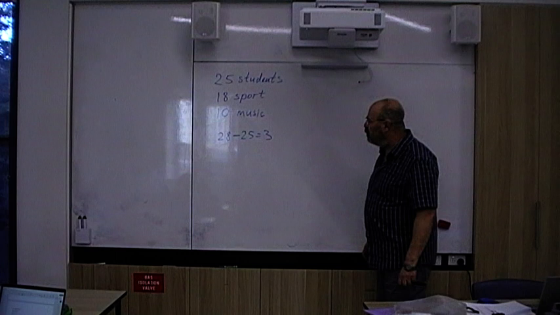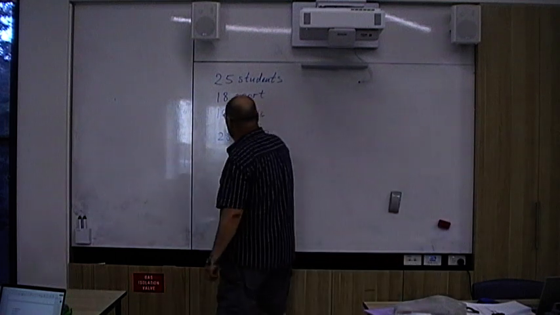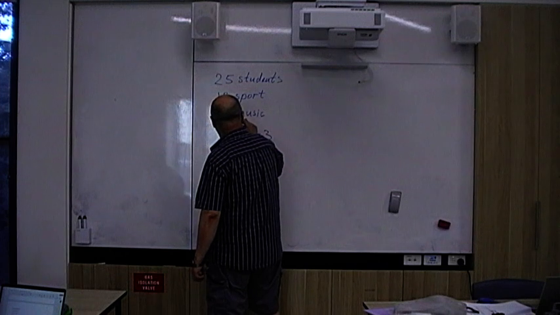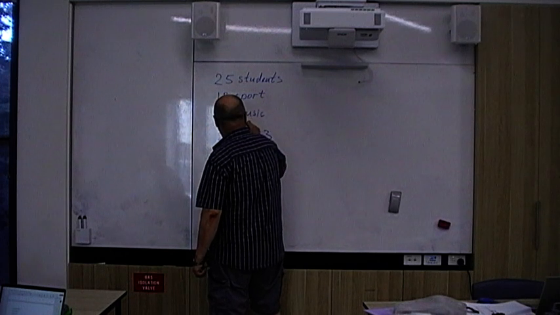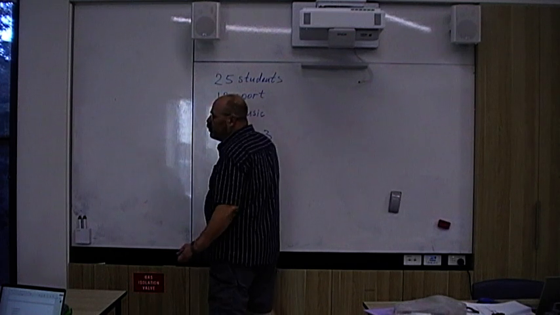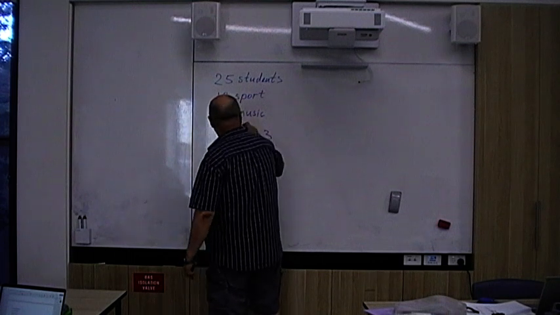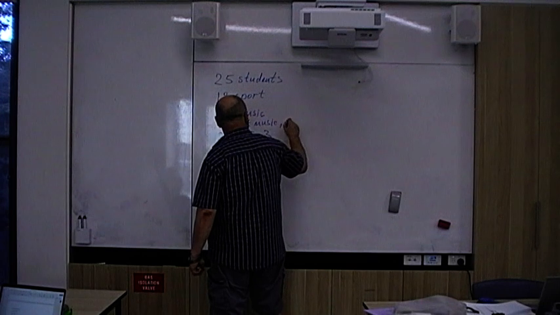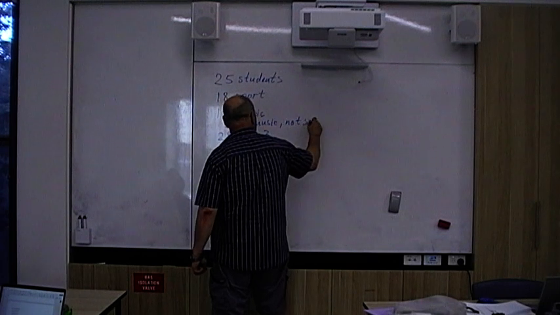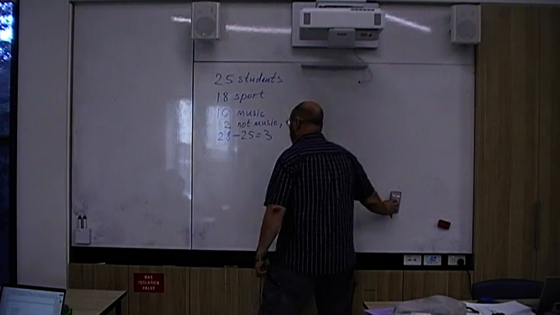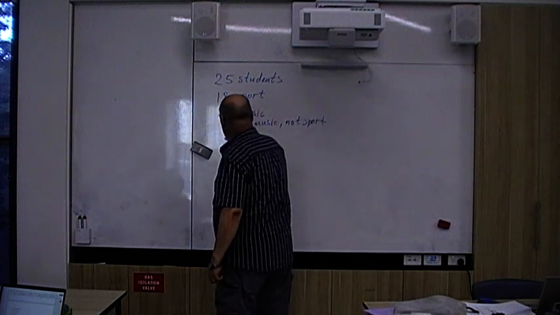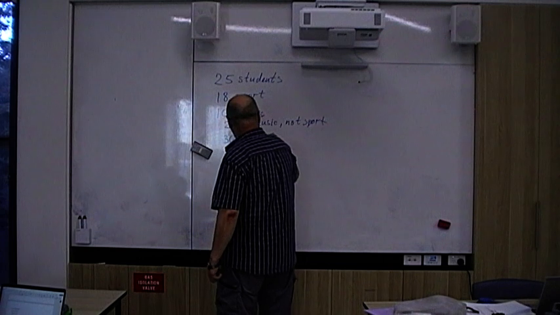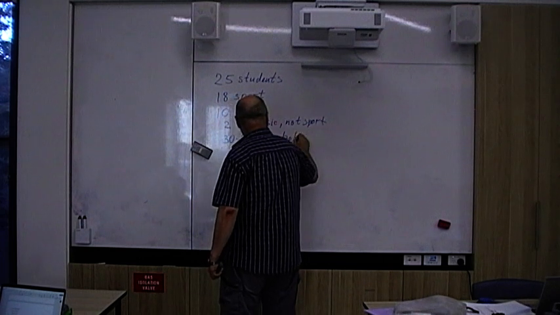Actually, let's make that 2 students who do no music, no sport, nothing. They do maybe something, but not music, not sport. Then we will have 30 minus 25, so we have 30 minus 25 equals 5, doing both.